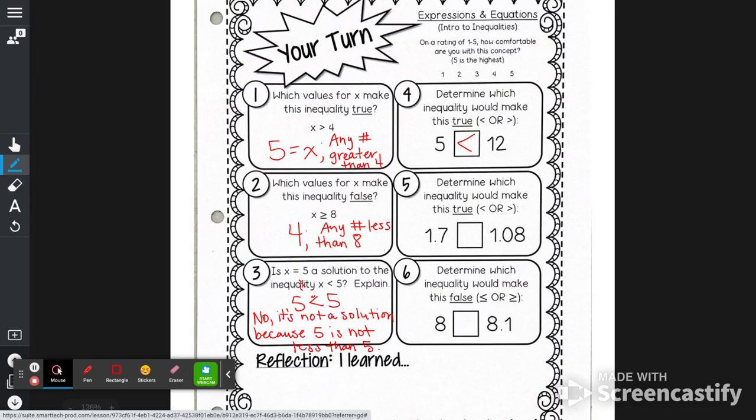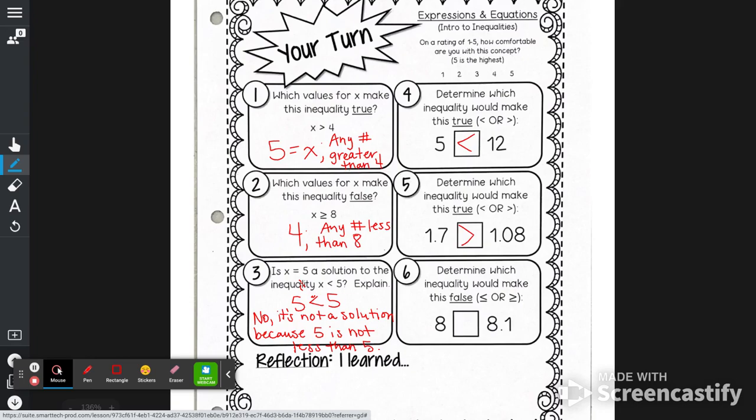Okay, number 5. Determine which inequality would make this true. How do we make this a true statement? Make the alligator go to the 1.7. Okay, make our alligator go to the 1.7. How would we read this? 1.7 is greater than 1.08. Exactly. 1.7 is greater than 1.08.